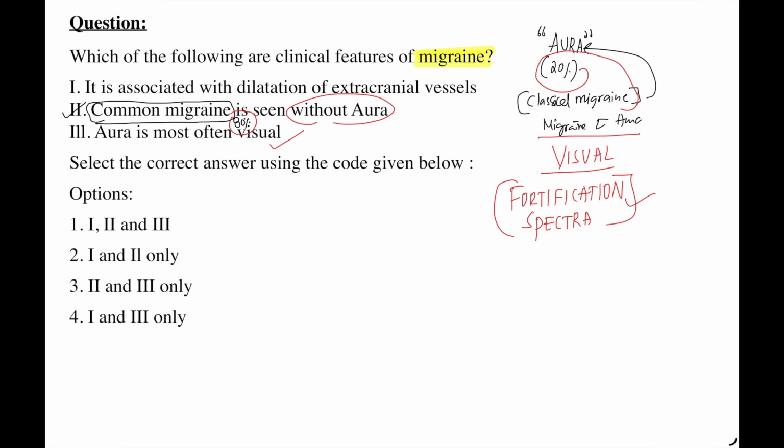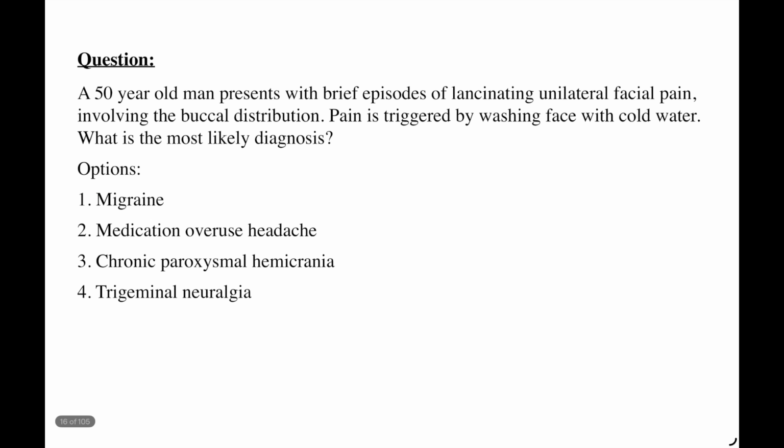And you know what is migraine? Migraine is simple. Migraine is dilatation of extracranial blood vessels. So that's the reason we give vasoconstrictors in the treatment. We give triptans, not vaptans. Vaptans is for kidney. Triptans, sumatriptan, migranil tablet. That will cause constriction. So the correct answer is 1, 2, 3. All 3 statements regarding migraine are correct statements.